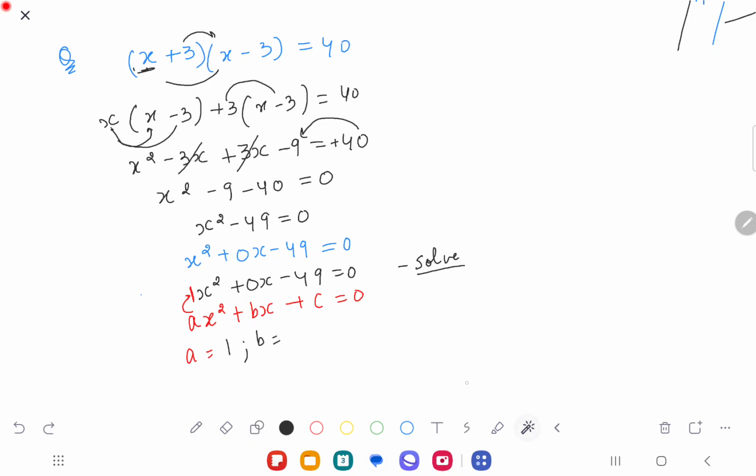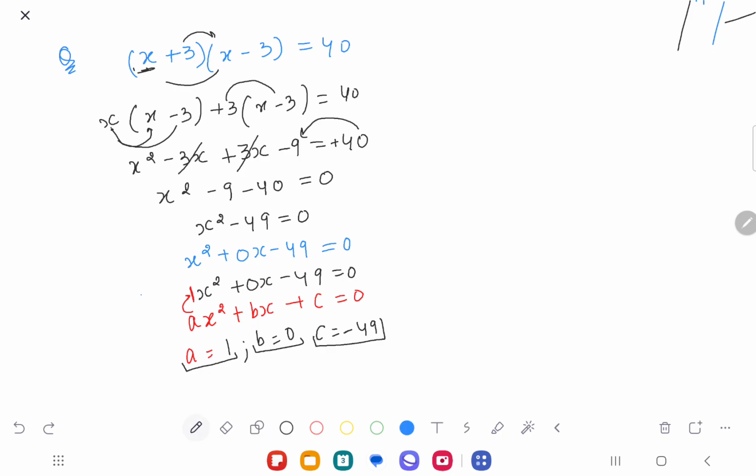b shall be 0, right? B shall be 0, and c shall be minus 49. Are you understanding my point? Thereby, a is going to be 1 and b is going to be 0 and c is going to be minus 49. So what is my quadratic formula thereby?